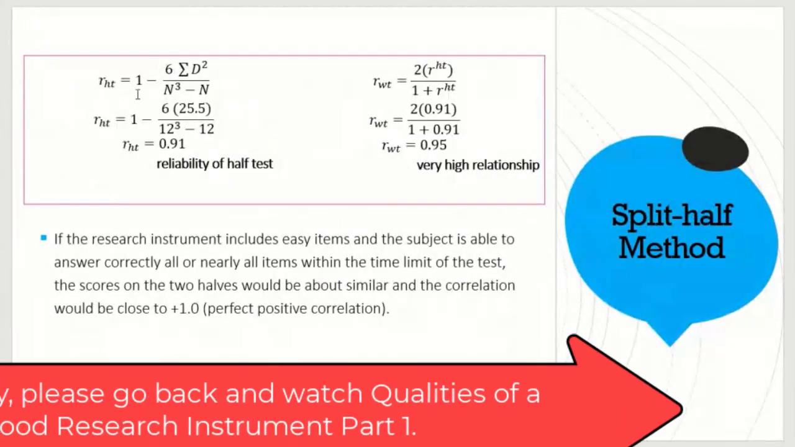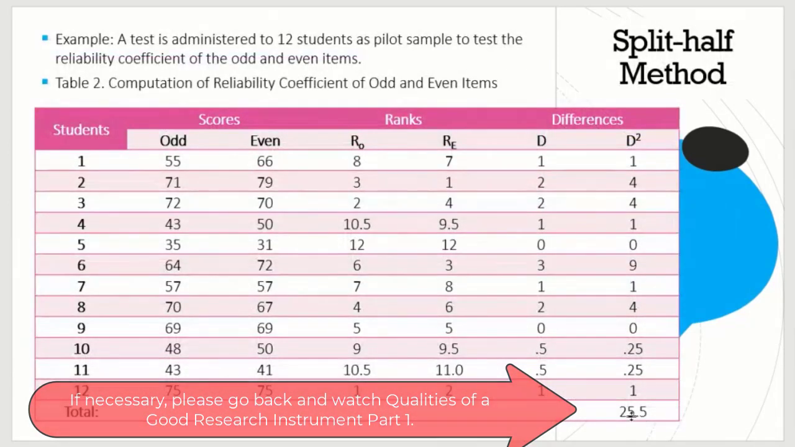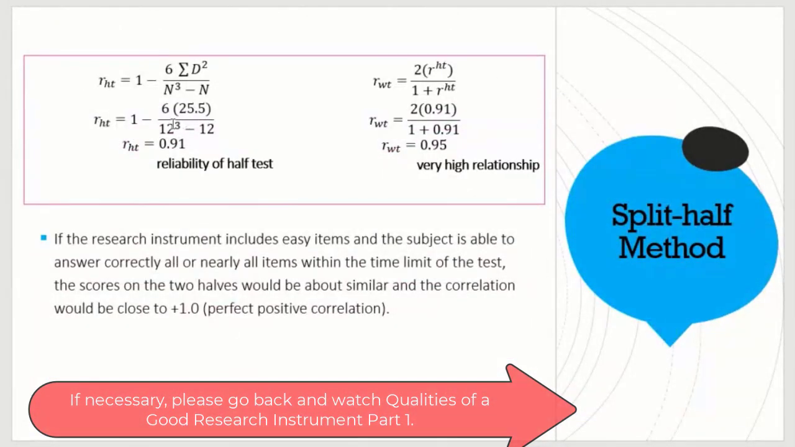Looking back here, RHT is equals to 1 minus 6 times summation of D square over n cubed minus n. It's the same. So, this means solving for RHT will use the Spearman-Rho formula, and you're going to use the Spearman-Brown formula for RWT. Now that we have the summation of D square, which is 25.5, let's put it here: 6 times 25.5 over 12 cubed minus 12. I hope you will try it on your calculator, but the answer would be 0.91.